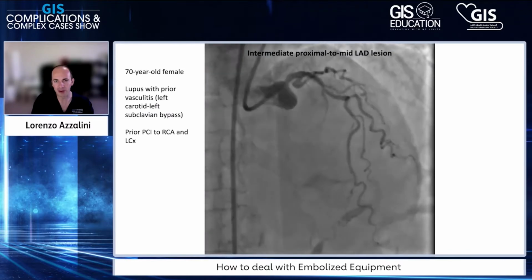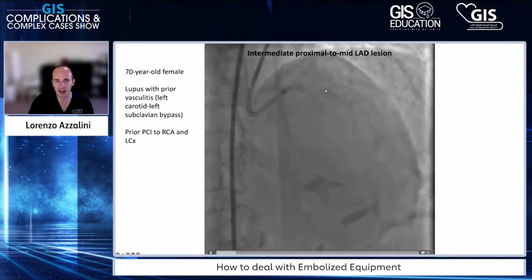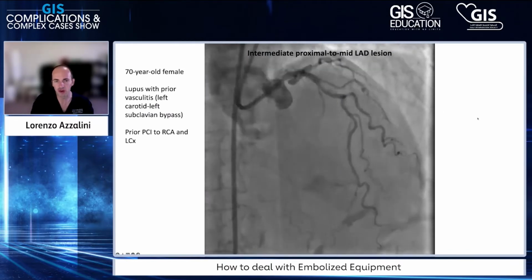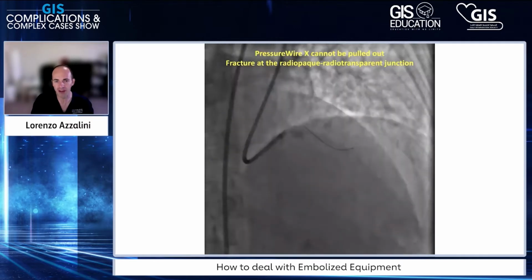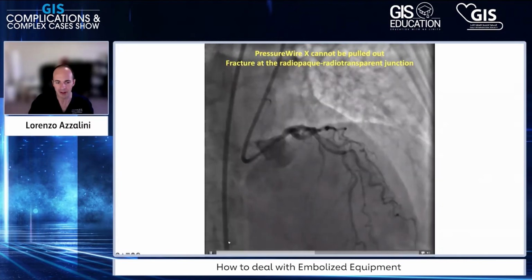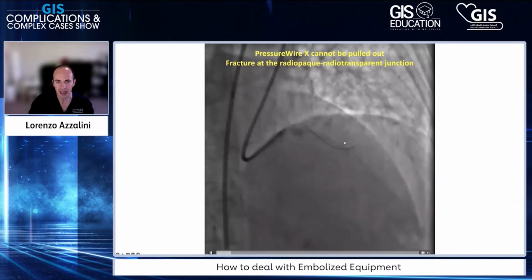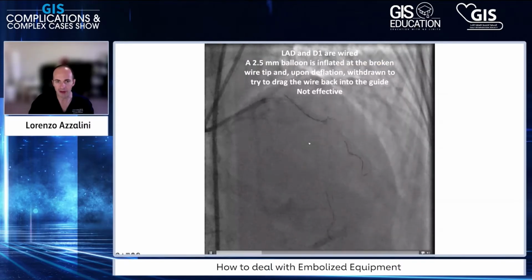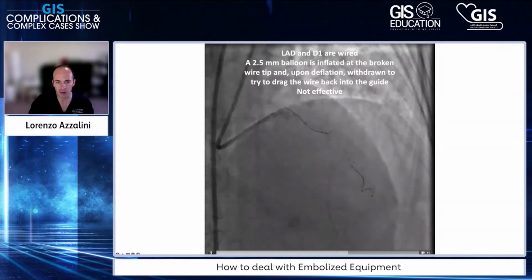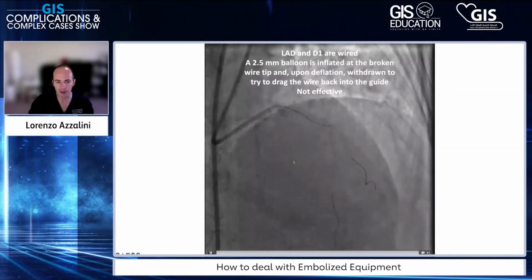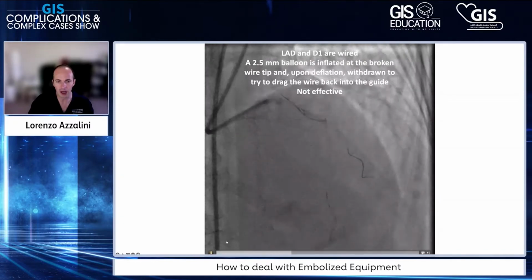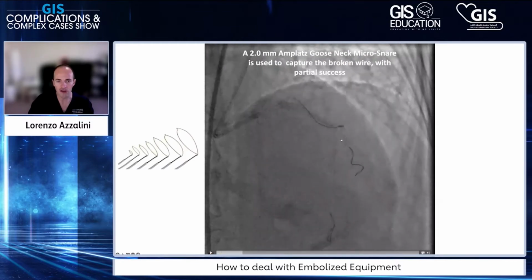Another case is a proximal to mid LAD lesion, intermediate lesion here, calcified, a bit tortuous. So we interrogate it with RFR, which is positive. We prepare for PCI, but then the RFR wire breaks in this segment here, just at the junction between the radiopaque and radiotransparent portion of the wire. So we try to perform balloon angioplasty, and upon retrieval of the balloon, we try to drag the fragment into the guide.